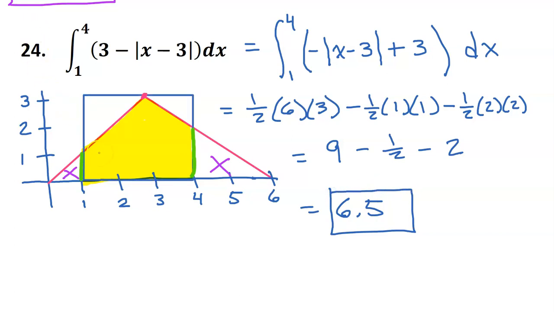Let me just quickly mention that another way we could have done it is that we could have calculated the area of this rectangle and then subtracted these two white triangles.